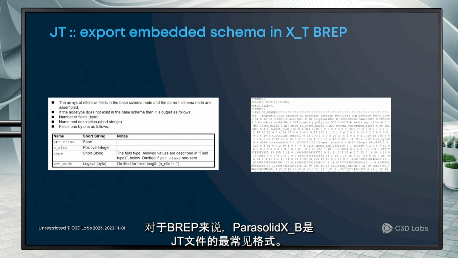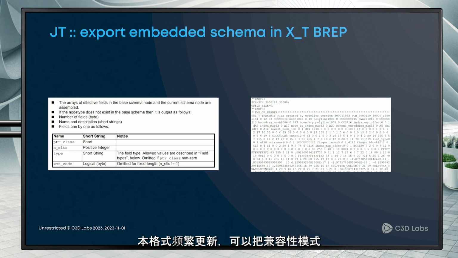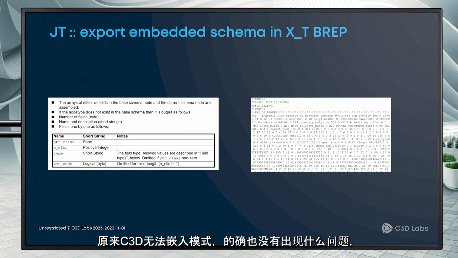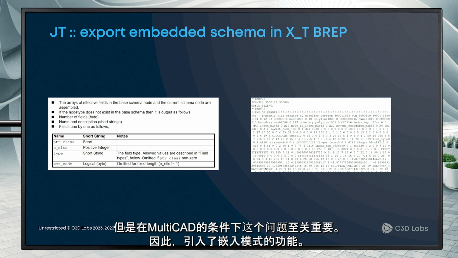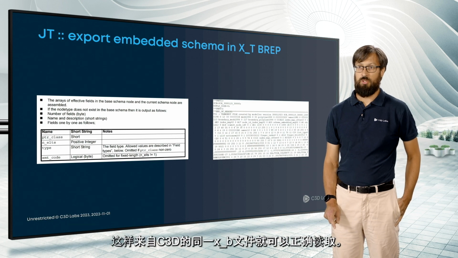As a boundary representation, Parasolid XT is the most frequent format in JT files. This format regularly updates, and for compatibility, the schema could be embedded into the file's body. Originally, C3D did not embed any schemas and had no troubles, but in the context of multicad, it turned out to be critical. So, writing embedded schemas was implemented. By the way, the same XT files written by C3D were read correctly.